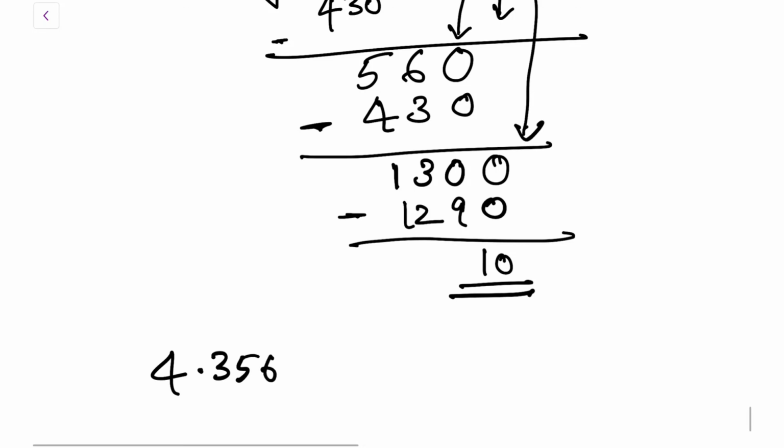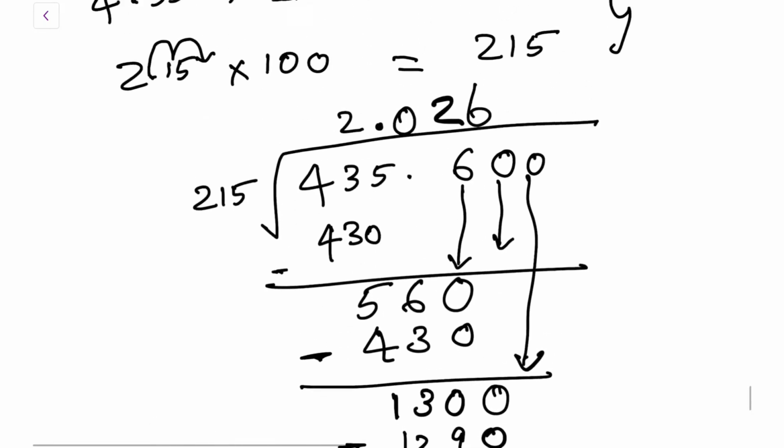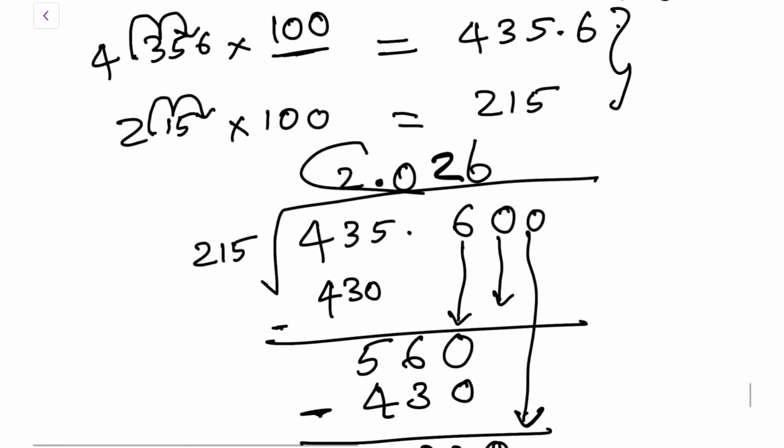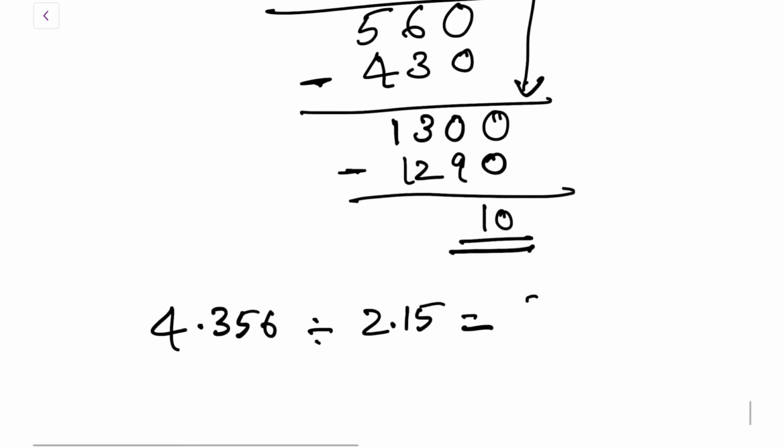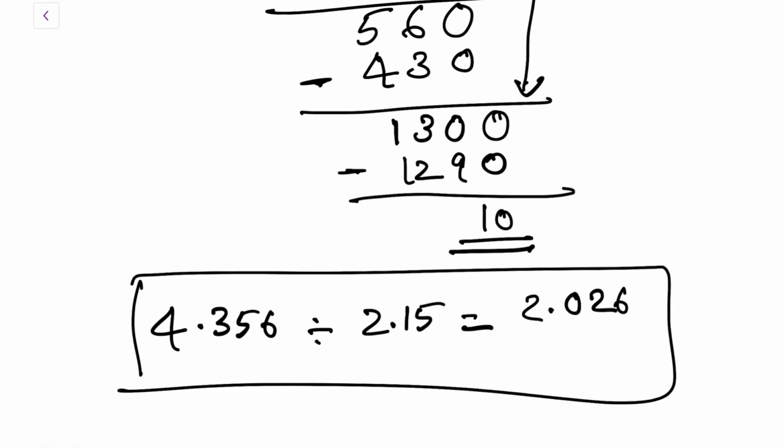So the answer is 4.356 divided by 2.15. This is your question. What is the answer for this? The answer is your quotient, which is 2.026. This is how you do division of a decimal by another decimal.